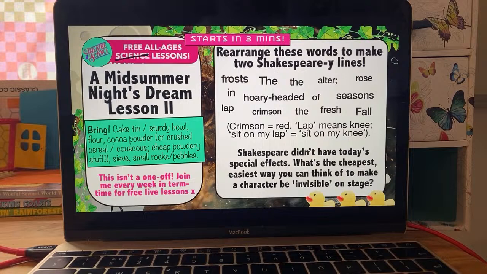And also, I'm so pleased with this question. Is it a trick question? Kinda. I shouldn't have even said that. Right. Shakespeare didn't have today's special effects, obviously. Didn't really have any scenery. There is a part of Midsummer Night's Dream where one of the characters has to go invisible. What is the cheapest, easiest way you can think of to make a character be invisible on stage?